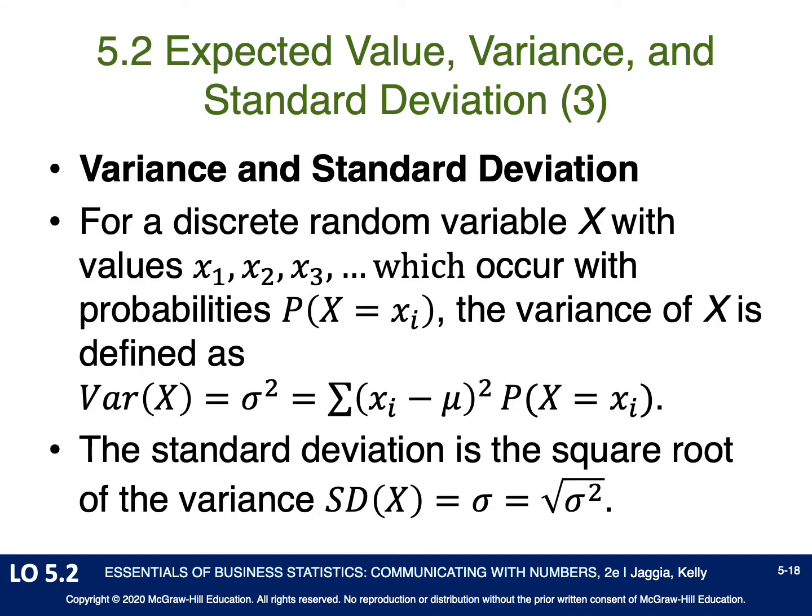Now for our variance and our standard deviation, for a discrete random variable, the variance is going to be the sum of the observation minus the mean squared multiplied by the probability, and then the standard deviation is simply the square root of the variance.